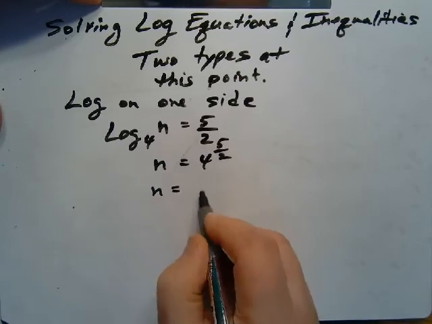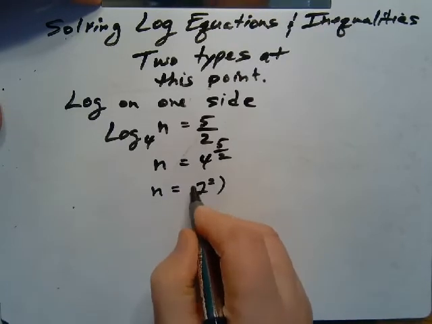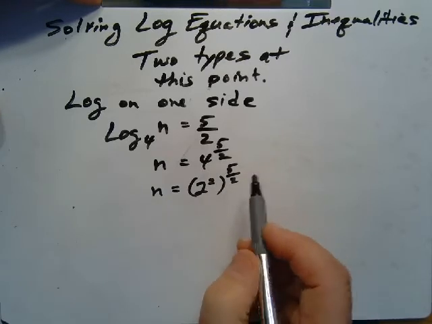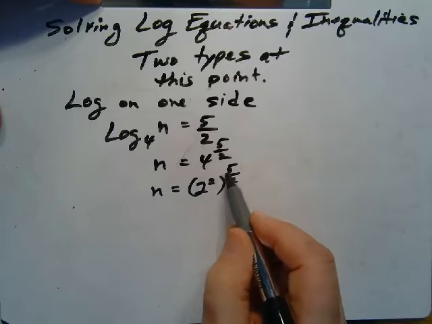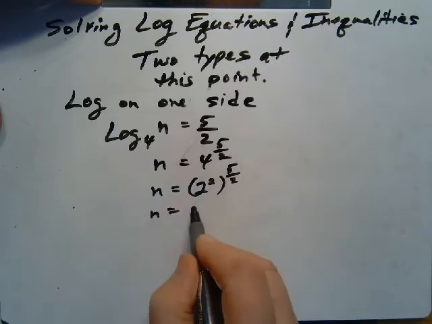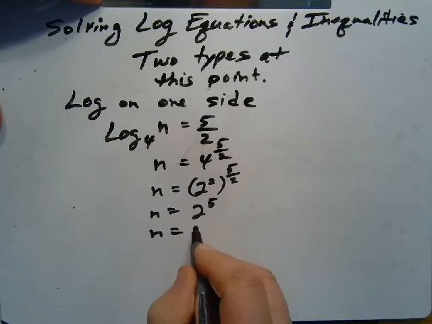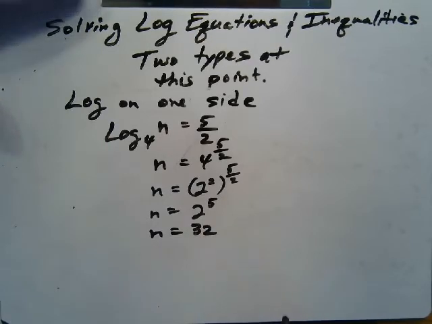I smell that 4 can be written as 2 to the second, and if I raise that to the 5/2 power, I end up with powers of powers here. This is 2 to the 10/2, or 2 to the 5. Well, 2 to the 5th power is 32, so n must have been 32.